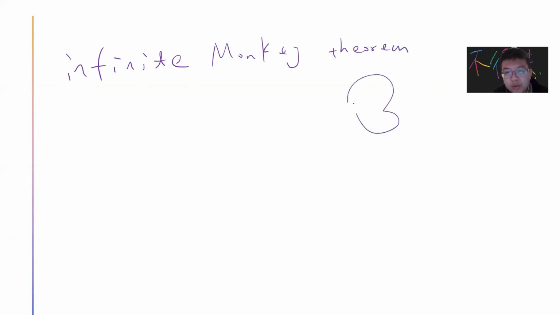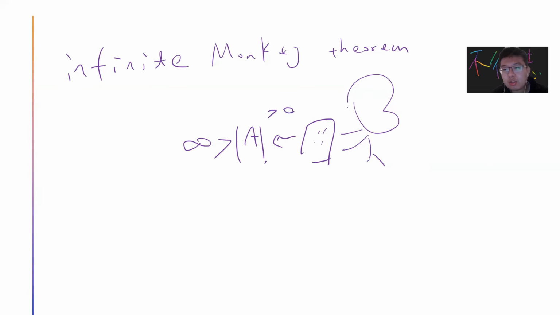So the infinite monkey theorem: maybe this is a monkey, and there's a keyboard, and it keeps typing on the keyboard. Let's say the keyboard has a finite number of characters, say the alphabet A, with size finite and greater than 0, like the 26 English characters. The infinite monkey theorem says that you get a probability of 1 that the monkey can type any Shakespeare work or whatever text.